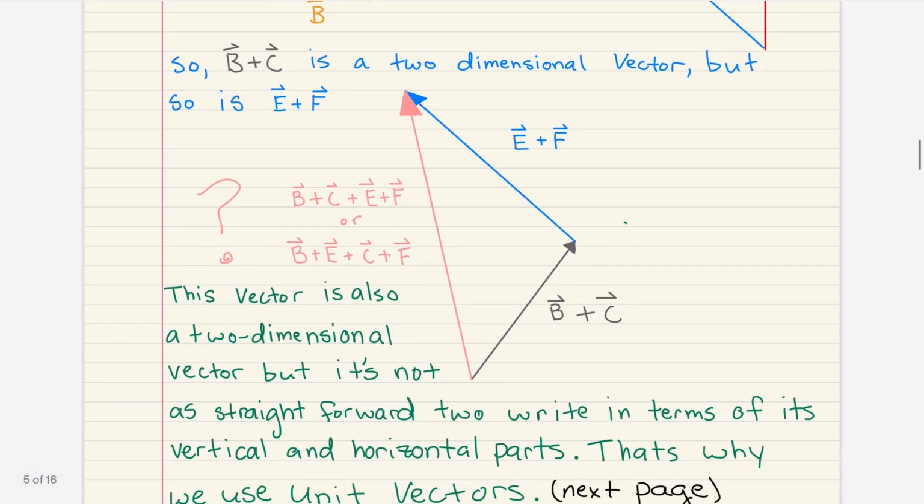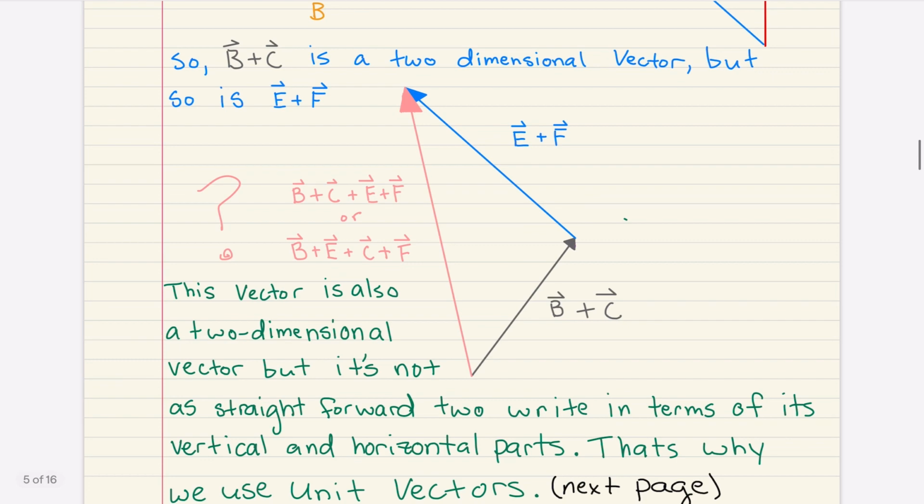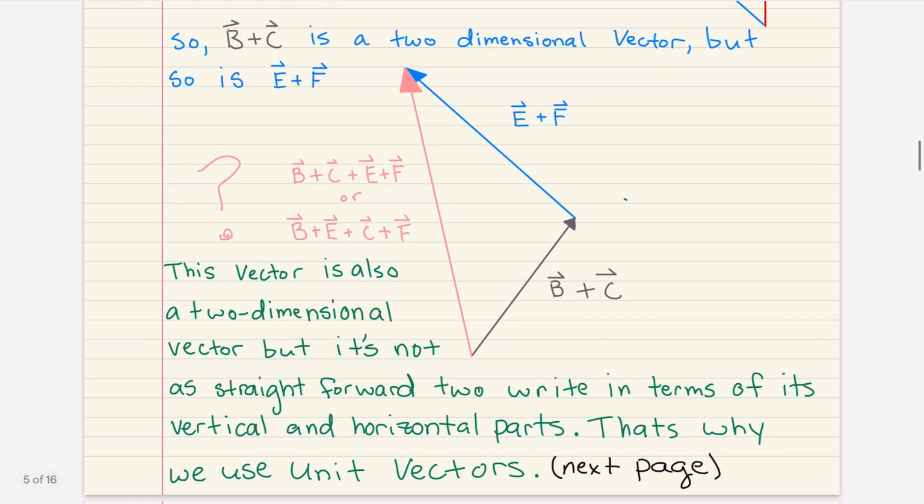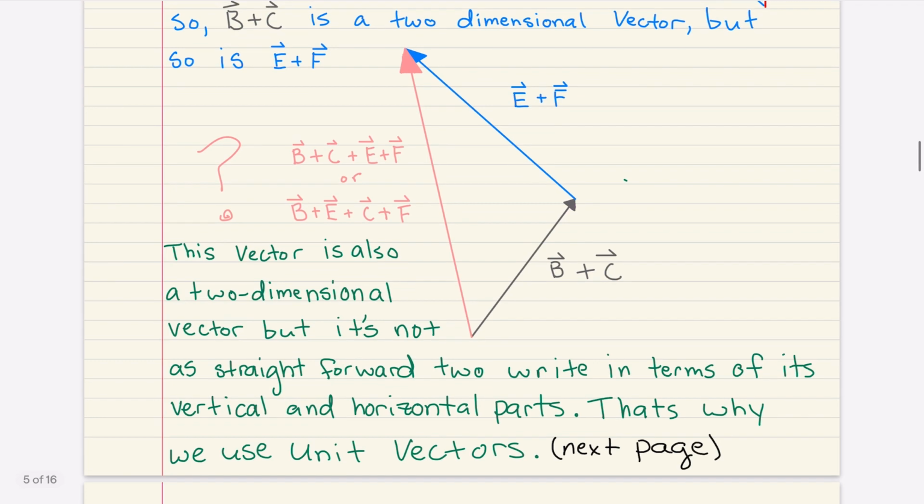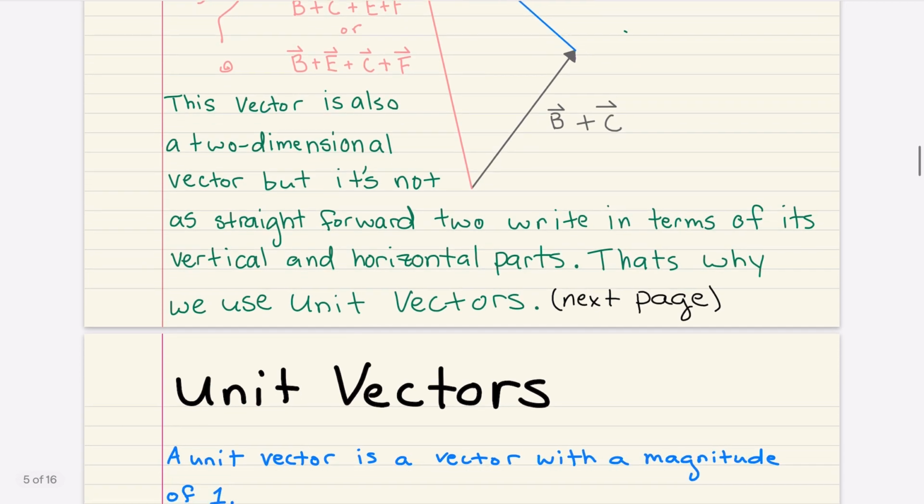So this pink vector here that we get as a result of adding E and F to B and C is also a two-dimensional vector, but it's not as straightforward to write in terms of vertical and horizontal parts. All right, that's why we use something called unit vectors.